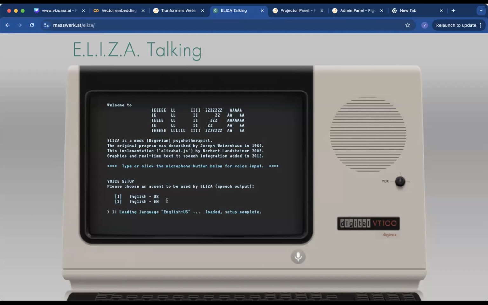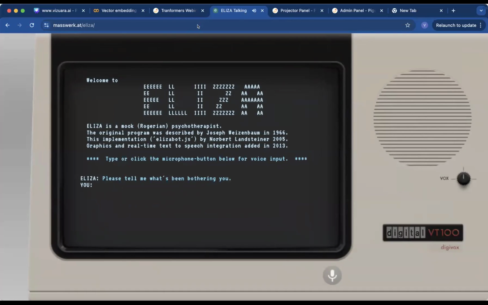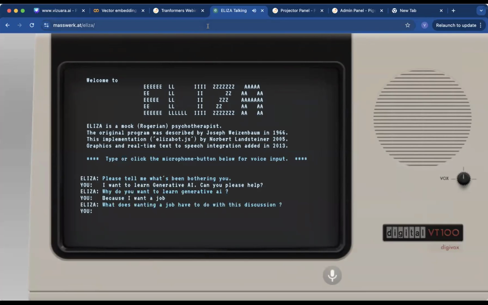So here I'm selecting the English language. The ELIZA app is asking, please tell me what's been bothering you. And then I'm saying that I want to learn generative AI, can you please help? Then Eliza asks, why do you want to learn generative AI? So then I say, because I want a job. Then Eliza says, what does wanting a job have to do with this discussion?